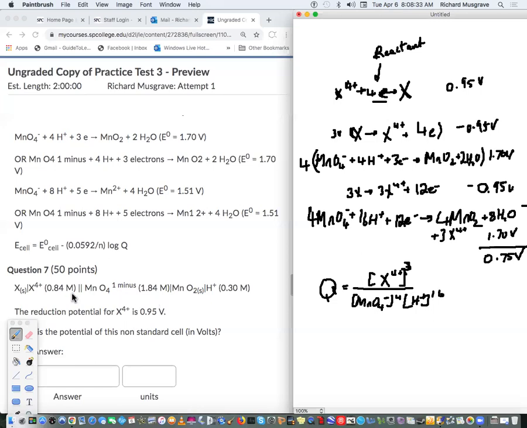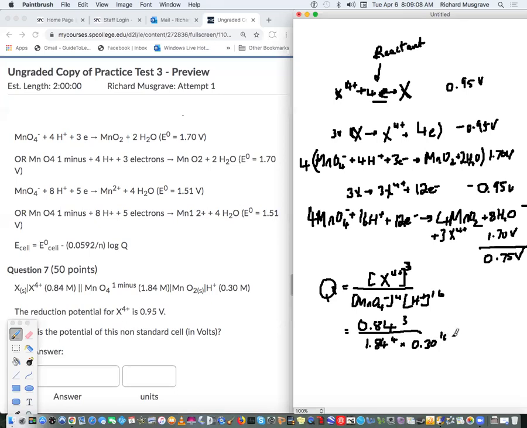And if you look at the number of things that we have that have concentrations, there are 3 and they match what's here. Then it's going to be a matter of plugging in those values. So we've got 0.84 cubed over 1.84 to the 4th times, let's see, what's it, 0.30 to the power of 16.